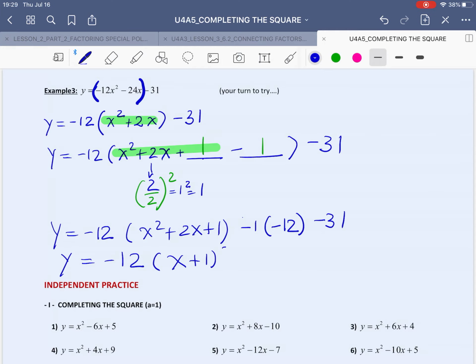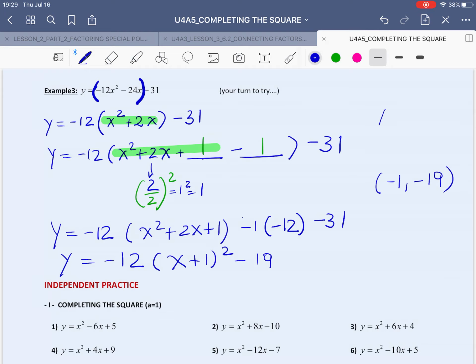So y equals negative 12 times the factored form x plus 1 squared. And 12 minus 31 equals, let me think very hard here. So 12 minus 31 will be negative 19. Negatives. Goodness. Alrighty then. So the coordinates of the vertex, we're going to say negative 1, negative 19.